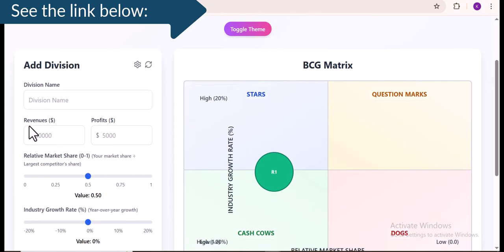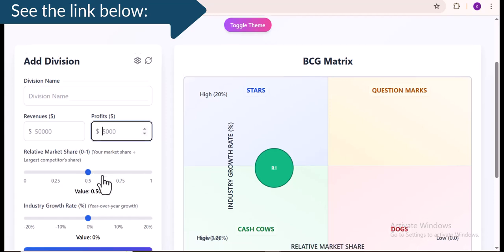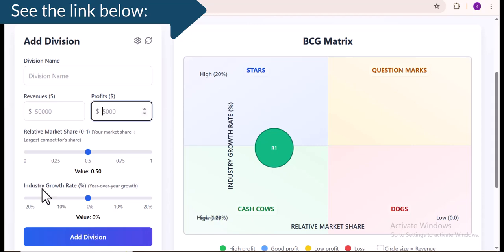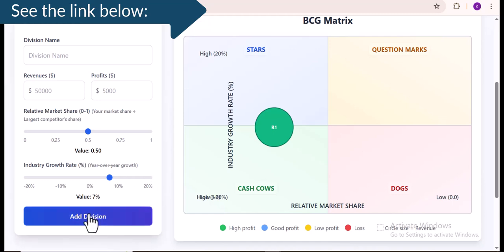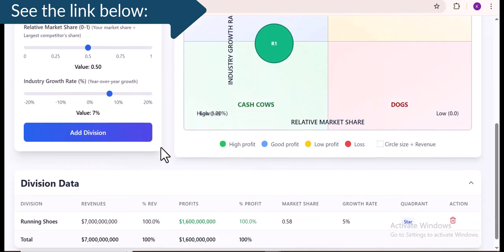Here you can see you have to give the input of the revenue, the profits, and the relative market share, which is from 0 to 1. The second dimension is the industry growth rate. Here you have to give a certain value in order to run the analysis. Once you press this button, the portfolio of the product will be entered, and this goes down to this table that you can see.